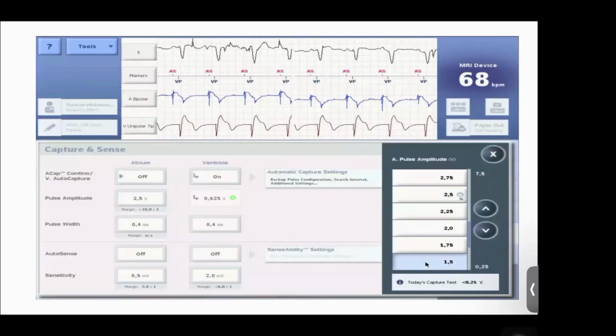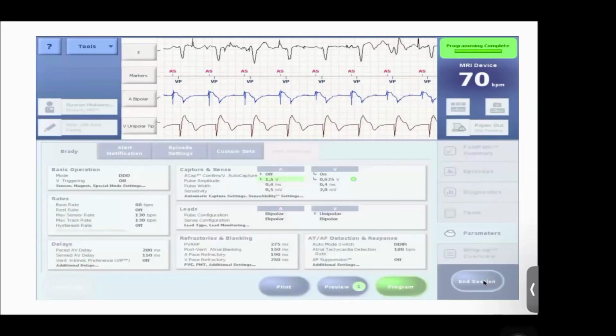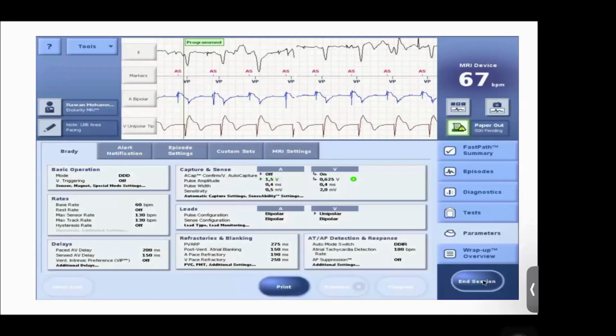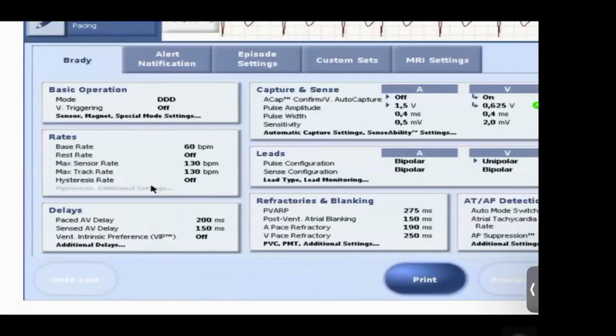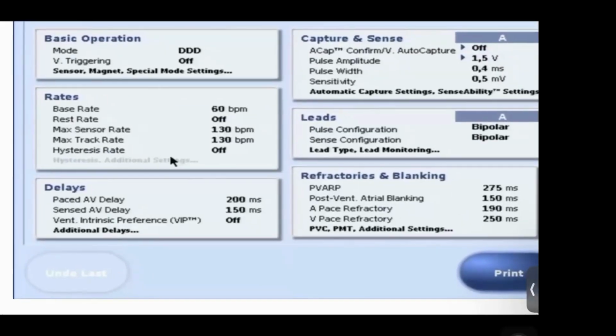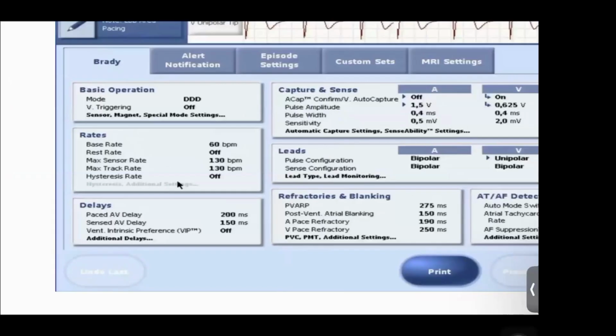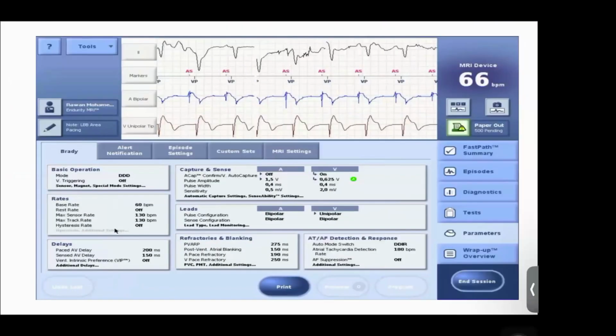You went to auto capture also? Yes. She is in sinus rhythm, and we do not want to do the auto capture. Here, you choose the AV delay 180 and 200? 180, 150 millisecond for sensed AV delay here. And the paced, 200 millisecond, but the patient mainly had sinus all the time. Yes.